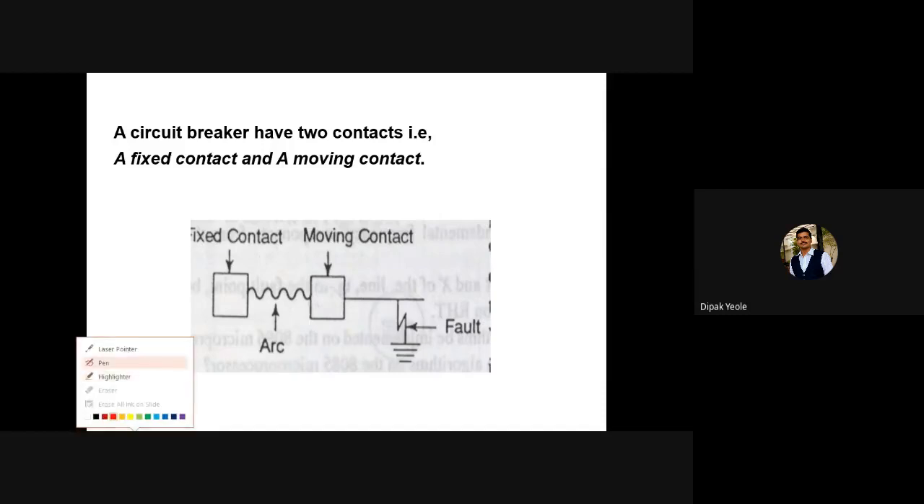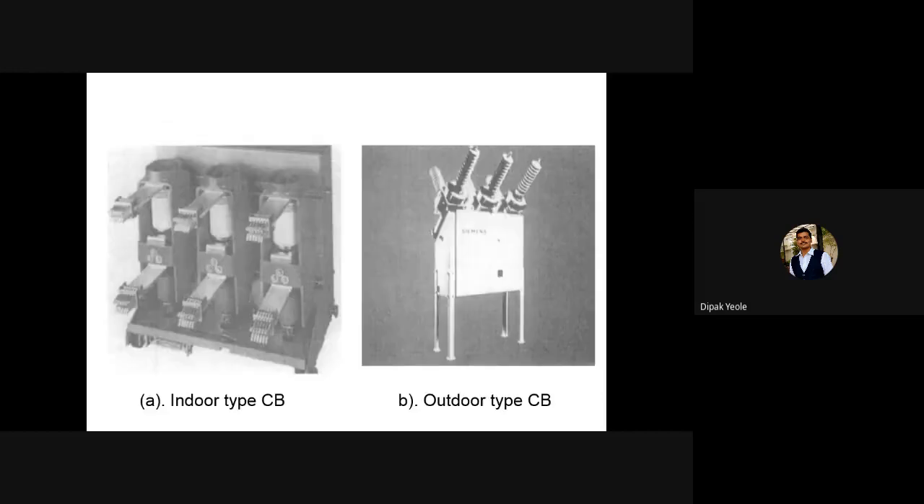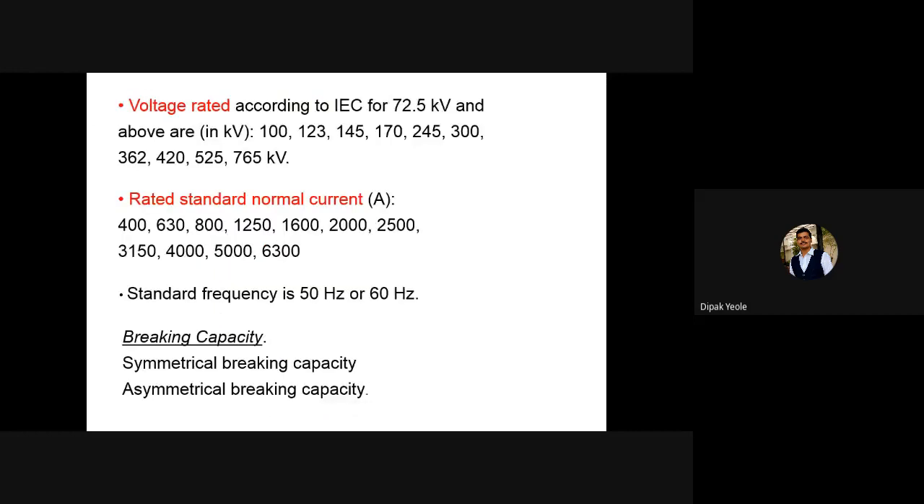Now after this we are interested in the classification. I told you, based on the application, we have to select the circuit breaker. You can see over here, this is the indoor type circuit breaker and this is the outdoor type circuit breaker. You can see the legs are there, and we need a foundation for mounting this outdoor type circuit breaker. This concept we are not interested in. This concept we are interested in: classification based on air, oil, vacuum, SF6, sulfur hexafluoride.